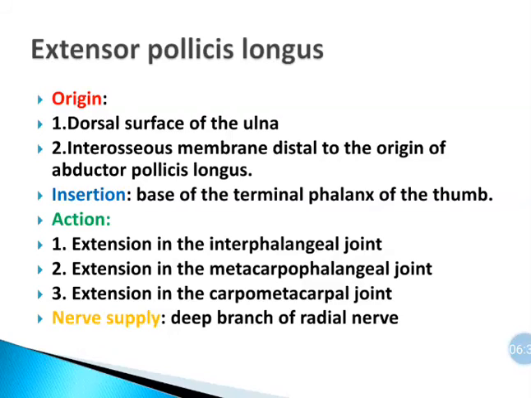Extensor pollicis longus. Origin: it originates from the dorsal surface of the ulna and interosseous membrane distal to the origin of abductor pollicis longus. Insertion: base of the terminal phalanx of the thumb. Action: extension of the interphalangeal joint, extension in the metacarpophalangeal joint and extension in the carpometacarpal joint. Nerve supply is the deep branch of the radial nerve.